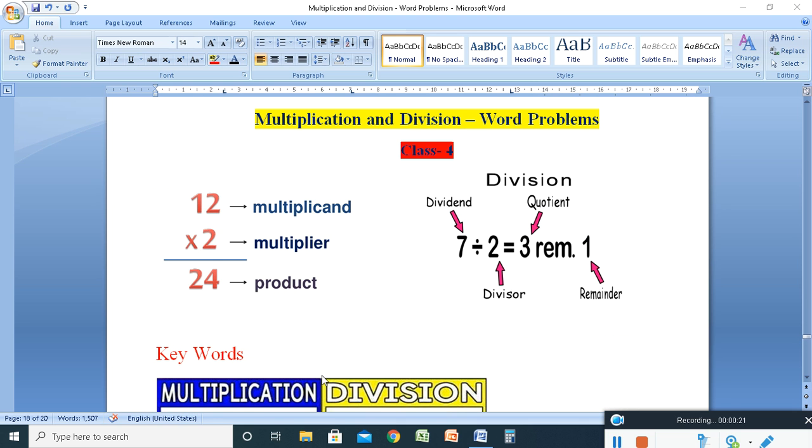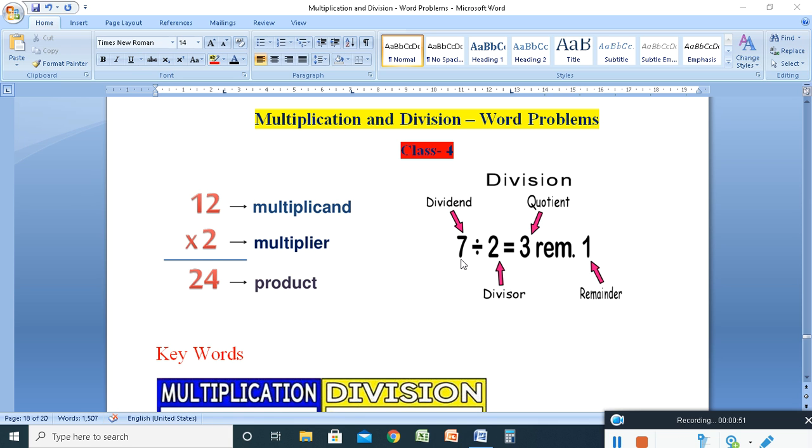Let me show this. Look at the sum 12 into 2 that is equal to 24. We already know the symbol used for multiplication, that is the into symbol, the cross symbol. And for division we can use the divide symbol. The first number is called the multiplicand and the second number is called the multiplier. And the answer we got is called the product. Next, look at the division sum.